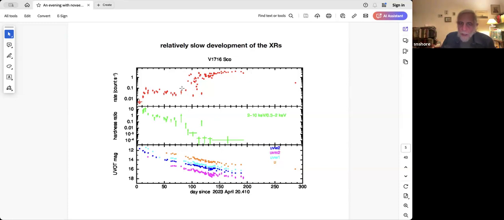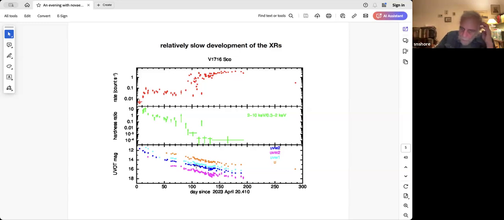This turn on is not that somebody is pressing a button and making the source get brighter. It's simply that you're seeing through the ejecta. Okay? Again, I hope this is making sense.